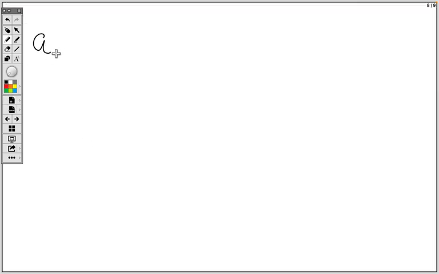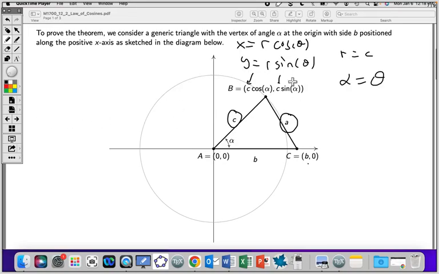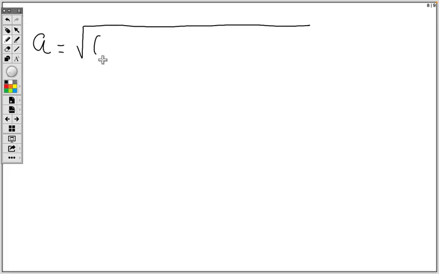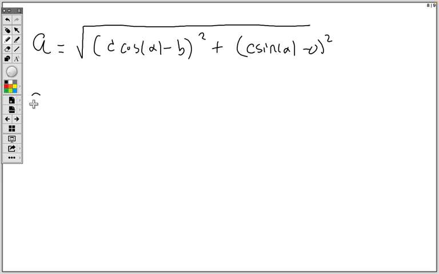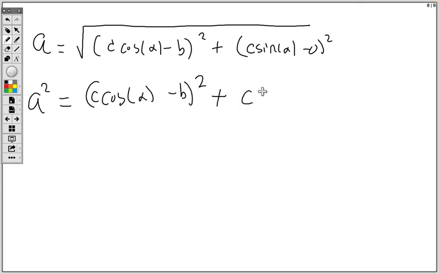So using the distance formula, which once again comes from the Pythagorean theorem, look at the difference of the x values. So (c cosine alpha minus b) quantity squared, plus the difference of the y values, (c sine alpha minus 0) quantity squared. Now I'll square both sides so as to get rid of that square root, make things a little easier to see. So c sine alpha minus 0 is just c sine alpha, so that's going to get squared, so we're squaring the c and the sine.